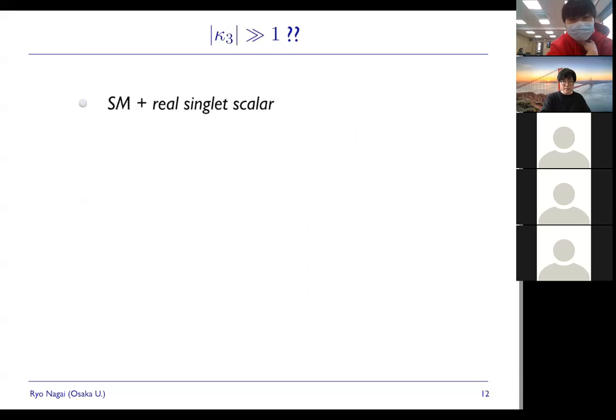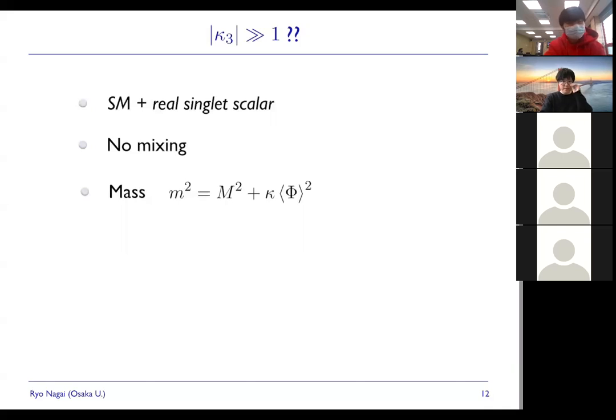Let us consider a very simple extension of the standard model, that is, the standard model plus a real singlet scalar. So we add only one scalar to the standard model. And for simplicity, let us assume that the new scalar doesn't mix with the standard Higgs boson. In this case, the mass of the new scalar is given like this. There are generally two sources of its mass. The first comes from the Higgs vev, and the other does not relate to the Higgs vev. So this is the x-axis in the previous figure.